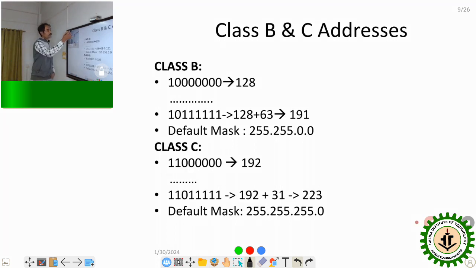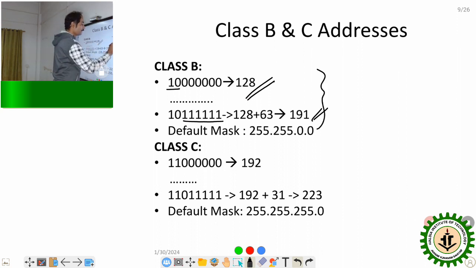Here, the ranges for the rest of the classes are given. As we have discussed earlier, only an explanation is given here. Any address starting with 10 and with the first 6 bits all 000000 gives 128. If we put all ones, that is the maximum range, we get 128 plus 63, which is 191. So this is the range for class B.